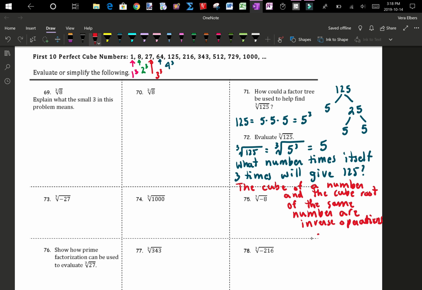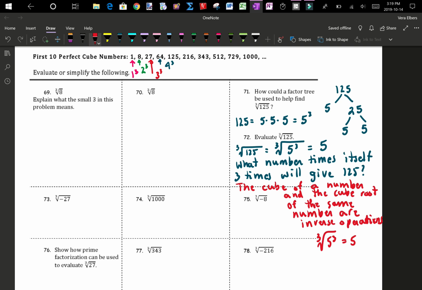Okay, so the cube root of 5 cubed equals 5. All right, so this cube root undoes 5 to the third power and it leaves you with 5. Okay, so let's go then to the next page.